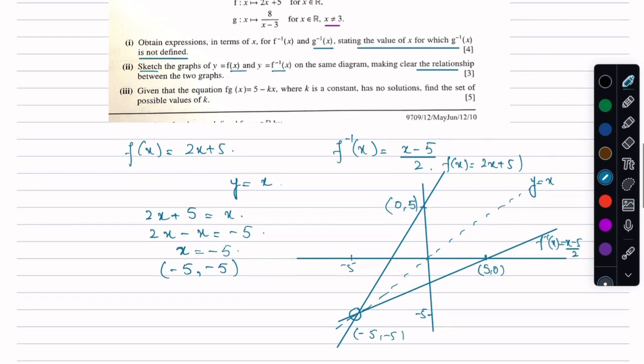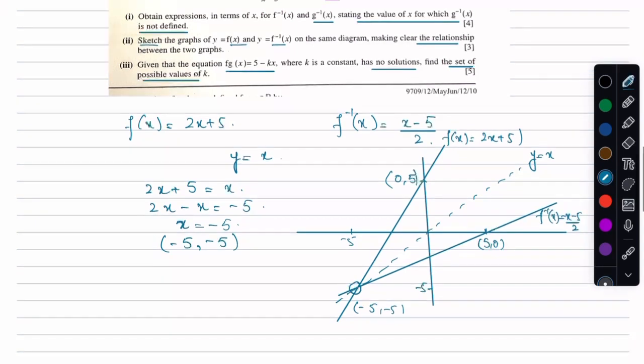Now the third part of the question: given that the equation f g equals 5 minus k x, k is a constant, has no solution, find the set of possible values of k. So that's the inequality that they are asking for. We need to have the composite function f of g, which should be equal to 5 minus k x. So let's start working on that also.